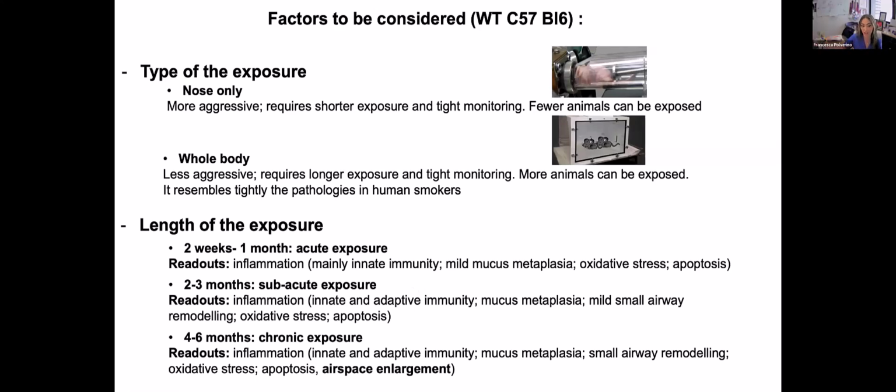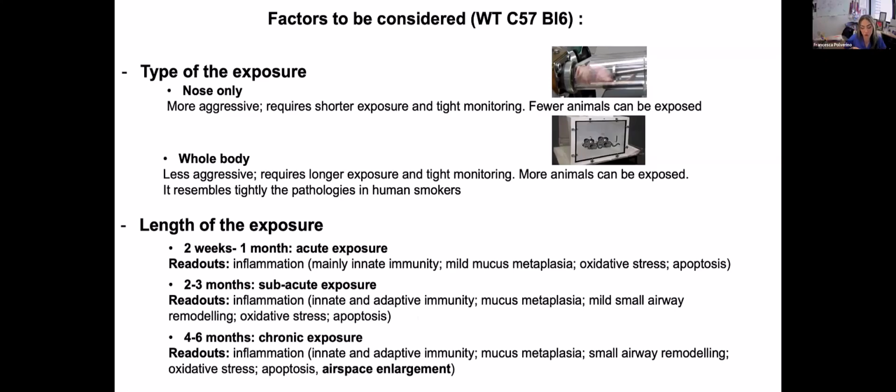You start seeing cells of the adaptive immune system like lymphocytes. You can get some innate lymphocytes and some T cells and some B cells. You can get certainly mucus metaplasia and mild small airway remodeling, oxidative stress and apoptosis. But if you measure lung function at this time in a wild type, you still don't see mostly any change in the lung function.